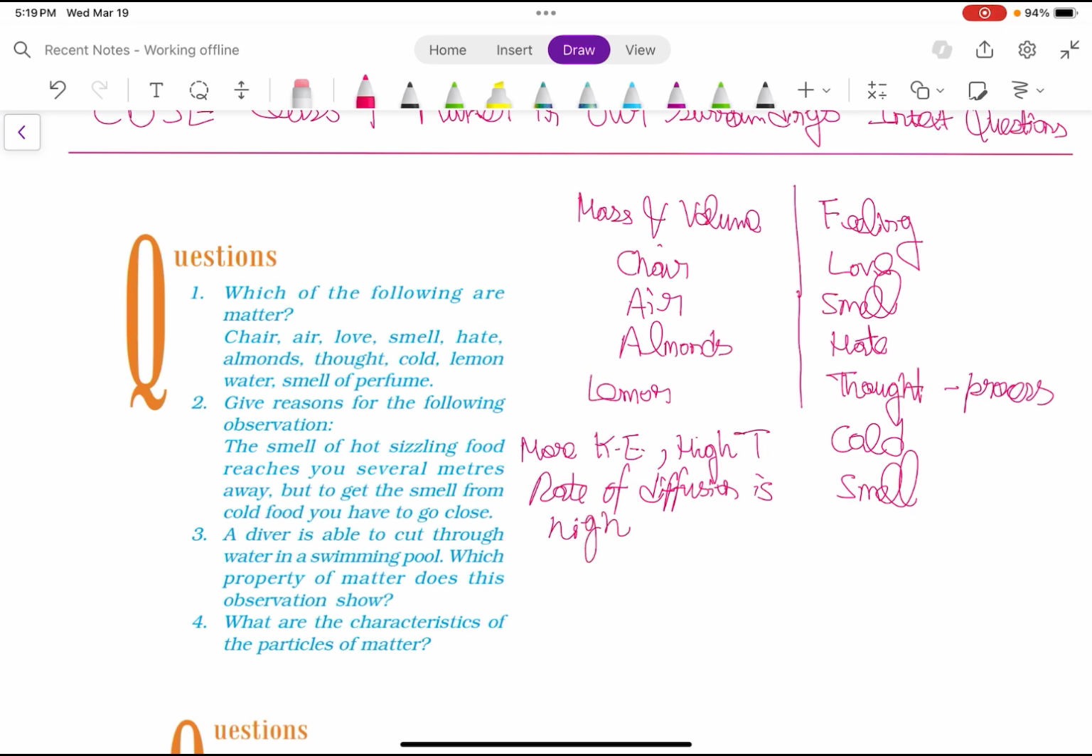A diver is able to cut through water in a swimming pool. Which property of matter does this observation show? It simply shows particles of matter have space between them.